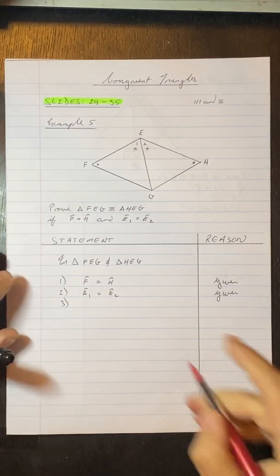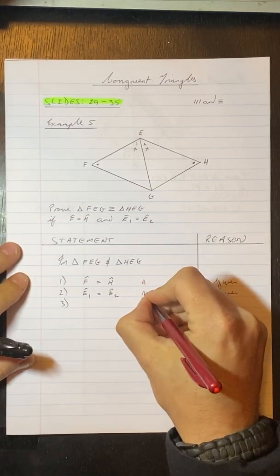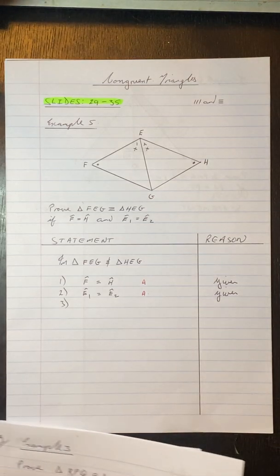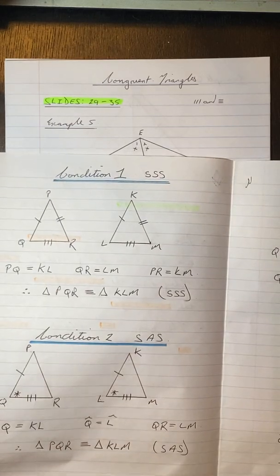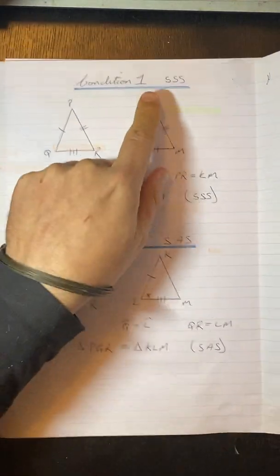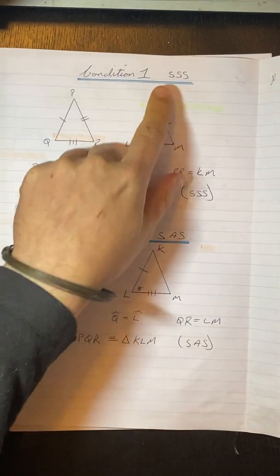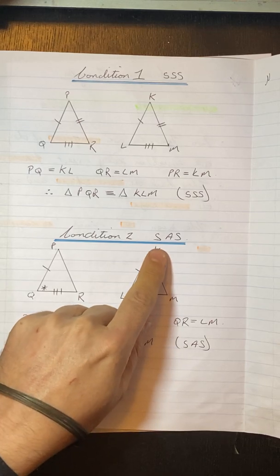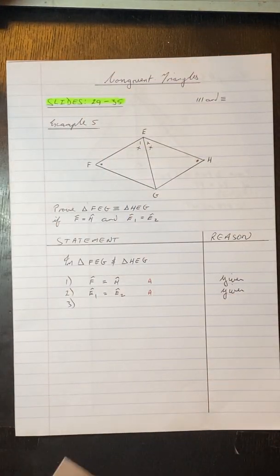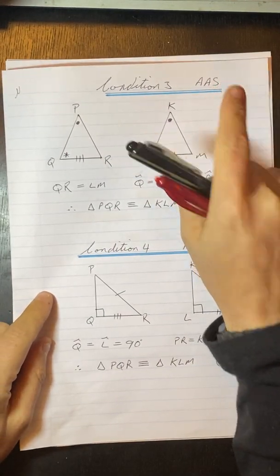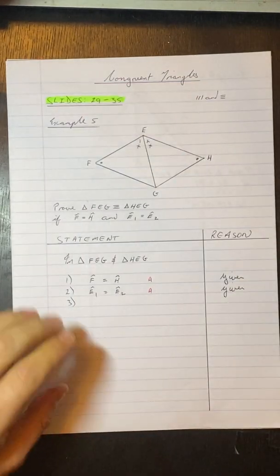So let's just have a look, see what we've got here. We've got an angle and we've got an angle. So from those conditions that I showed you yesterday, let's see what we can use here. We've got two angles, so we can't use condition 1 and we can't use condition 2 because those have 3 sides, and this one has 2 sides. So maybe we can use this one over here, condition number 3, AAS. So we just need to find a side that is equal.